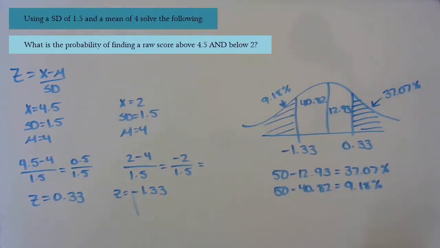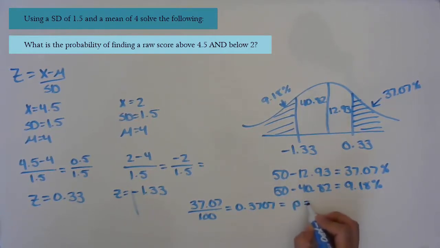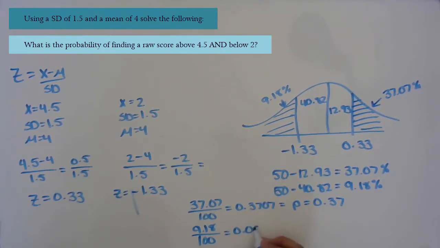Okay, so now we are going to convert both of those into probabilities. So we will have 37.07 divided by 100. That's going to give us 0.3707, which will give us a probability of 0.37, okay? And then for the second one, we will have 9.18 divided by 100 equals 0.0918. Rounded equals the probability of 0.09.